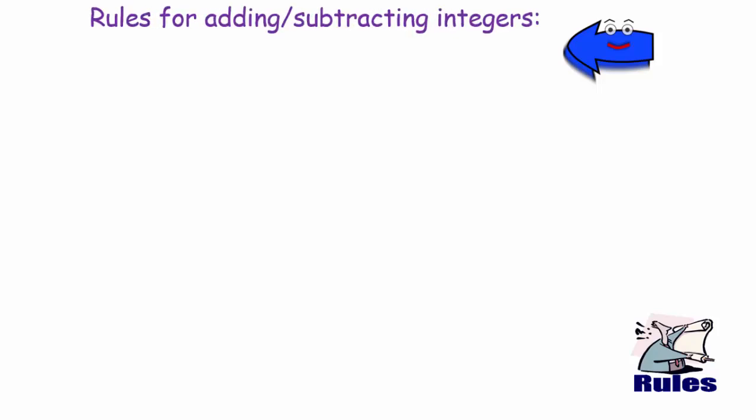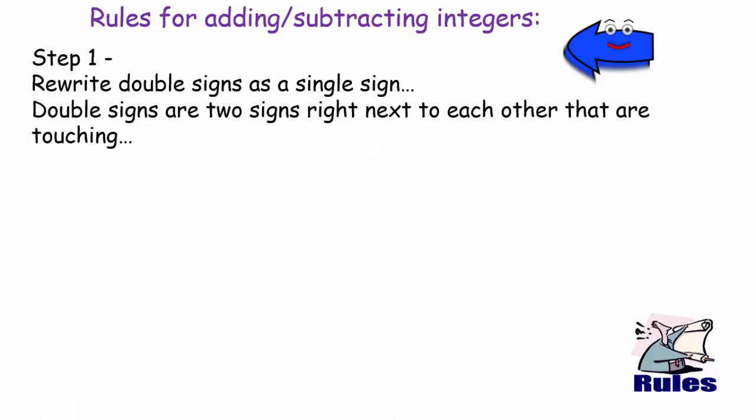Rules for adding and subtracting integers. The first thing you need to do always is rewrite any double signs as single signs. Double signs are two signs right next to each other that are touching. So the only time you have a double sign is when you have two signs right next to each other touching. So do you see how we have these two signs right next to each other? That would be considered a double sign.